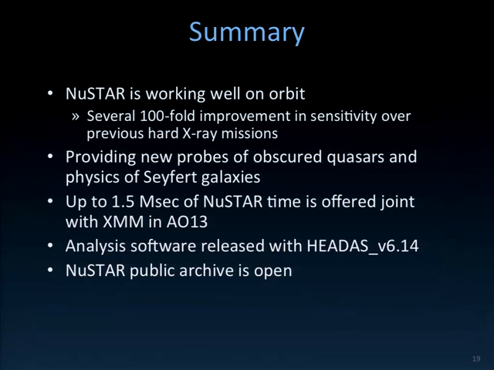And so in summary, things are working well. We basically achieved the design sensitivity, and we're providing new probes of obscured quasars and the physics of Seyfert galaxies. I should say, even though we're in the prime mission phase, if you're an X-ray astronomer or aspire to be an X-ray astronomer, we are offering 1.5 megaseconds of time joint with XMM in the upcoming AO, even before the end of the baseline mission phase. And we've even given you analysis software with which you can analyze the data. Thank you.